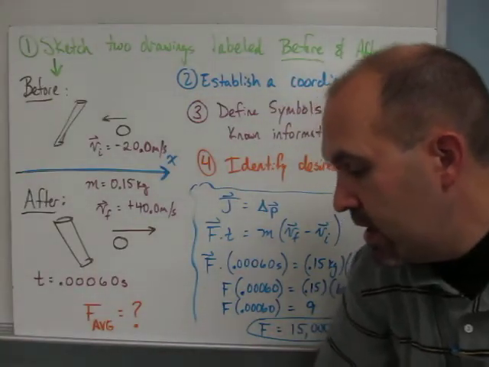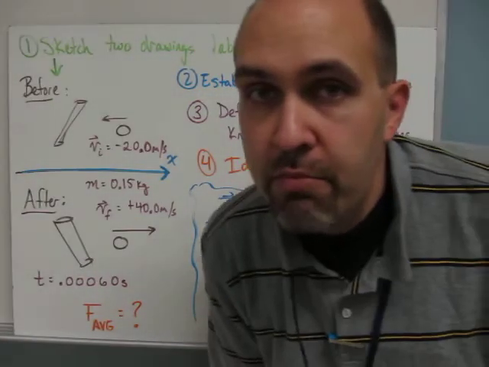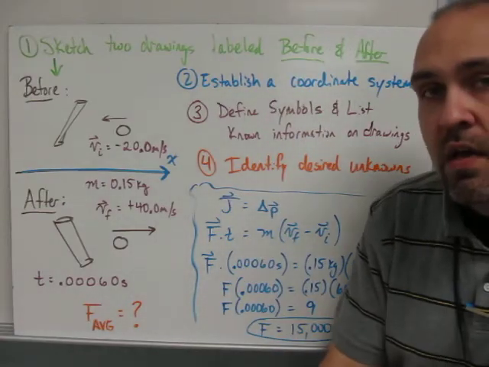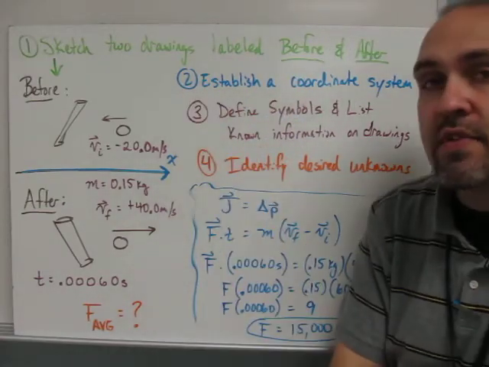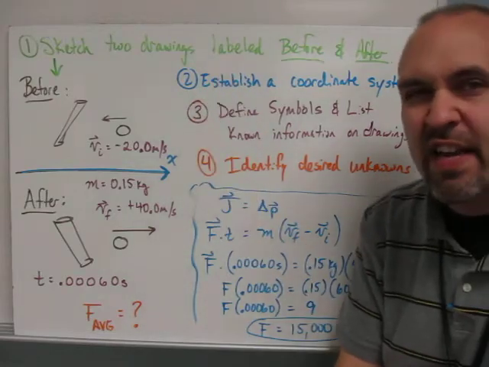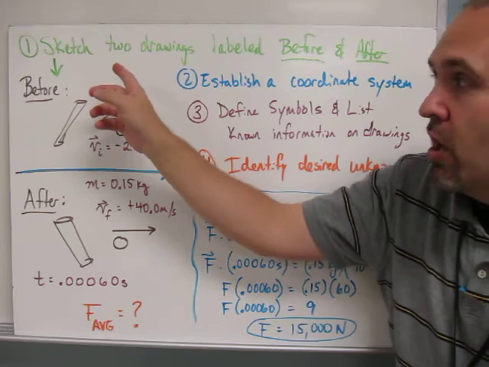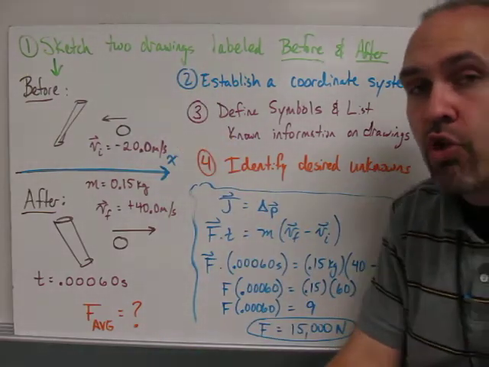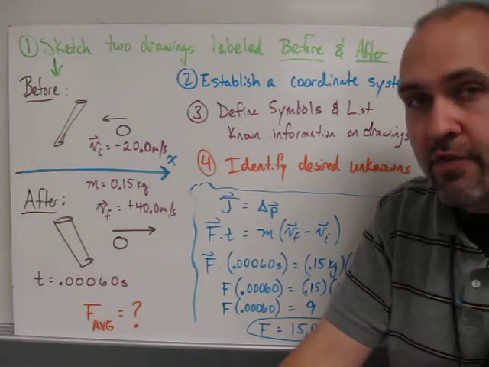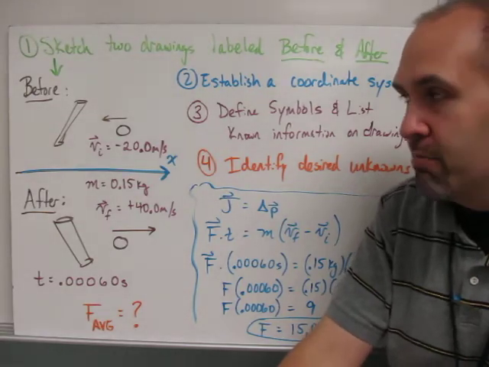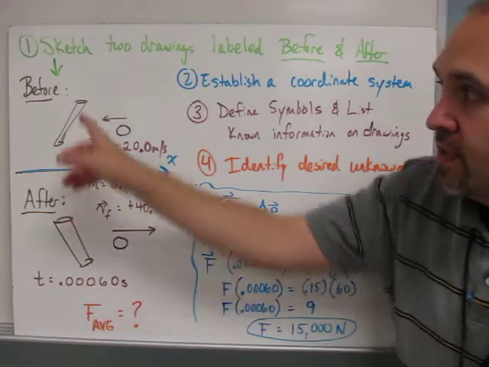We're going to take a formulaic approach like we do with many of our questions in solving them. There are 4 basic steps, well 5 I guess if you count the solution. The first step in solving this problem is to sketch. We're going to make 2 drawings, a before picture and an after picture. We're going to see that a lot in this chapter with momentum, before and after. And so that's what I've done here.